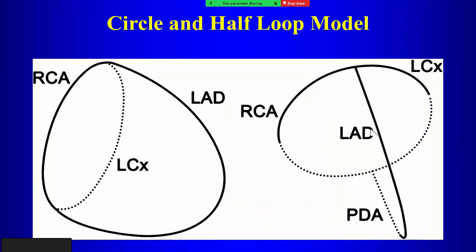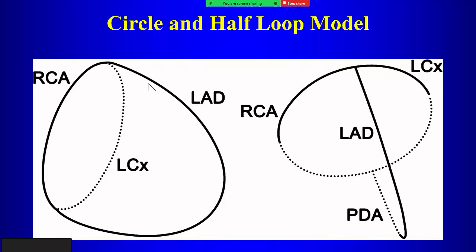So if you think of the different views here, this is a left anterior oblique view, this is a right anterior oblique view. On this left anterior oblique view, you have the LAD coming towards you, the PDA here also posteriorly. So the LAD runs along the anterior interventricular groove, the PDA runs in the posterior interventricular groove. And in the right atrioventricular groove, you have the right coronary artery, and in the left atrioventricular groove, you have the left circumflex coronary artery. So that's a very simplified approach to the anatomy.